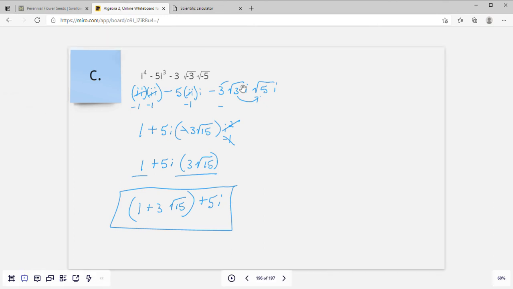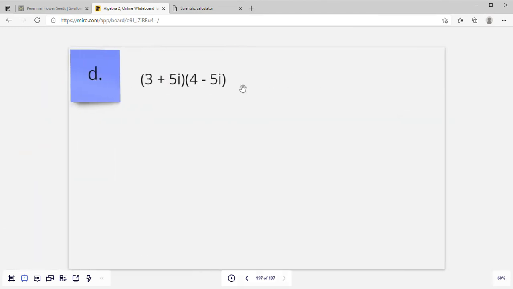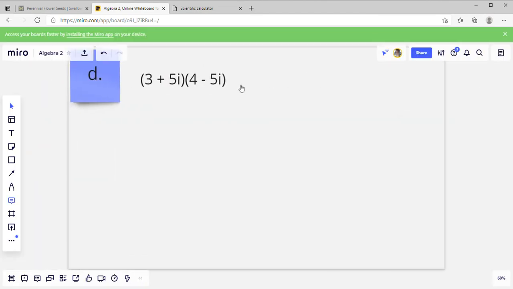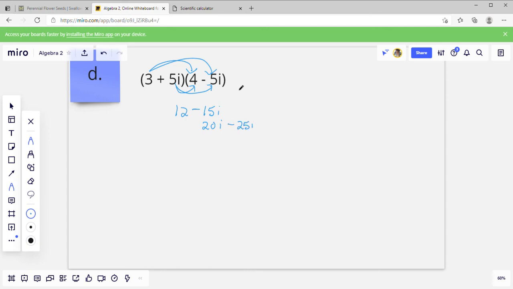Alright, and one more. Alright, so this was one where we multiply. So I'm going to start here. 3 times 4 is 12. 3 times 5 is 15. That would be negative 15i. 5 times 4 is 20. That would be positive 20i. And then 5 times 5 is 25. That would be negative 25. 2 i's together there. Cross those out. That would be negative 1. That would just make positive 25.